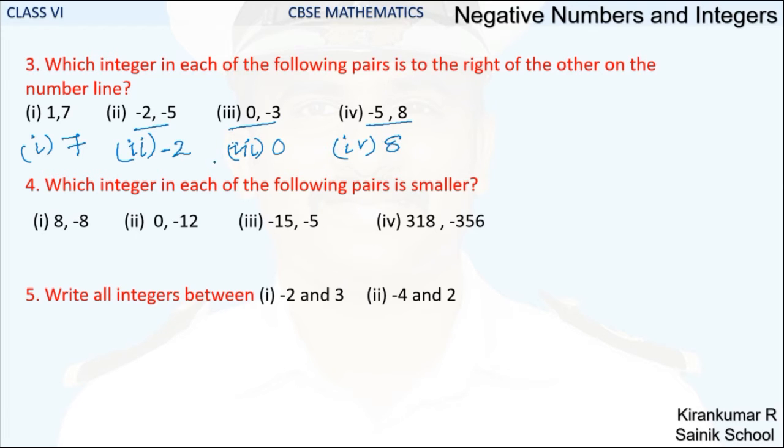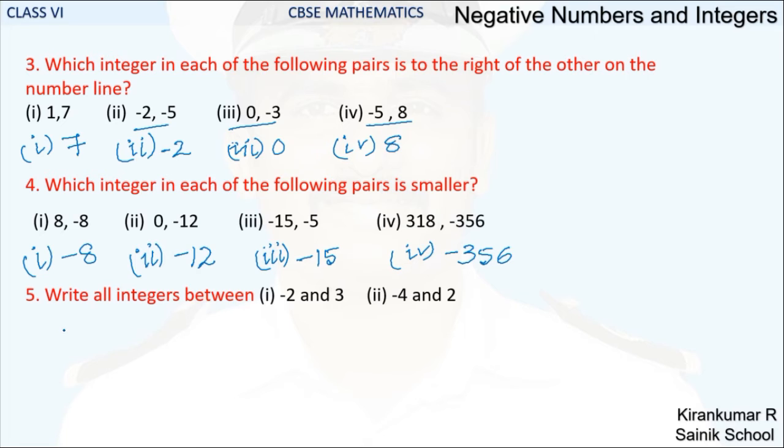Fourth question. Which integer in each of the following pairs is smaller? Among 8 and minus 8, minus 8 is smaller. Among 0 and minus 12, minus 12 is smaller. Among minus 15 and minus 5, minus 15 is smaller. Among positive 318 and negative 356, negative 356 is smaller.